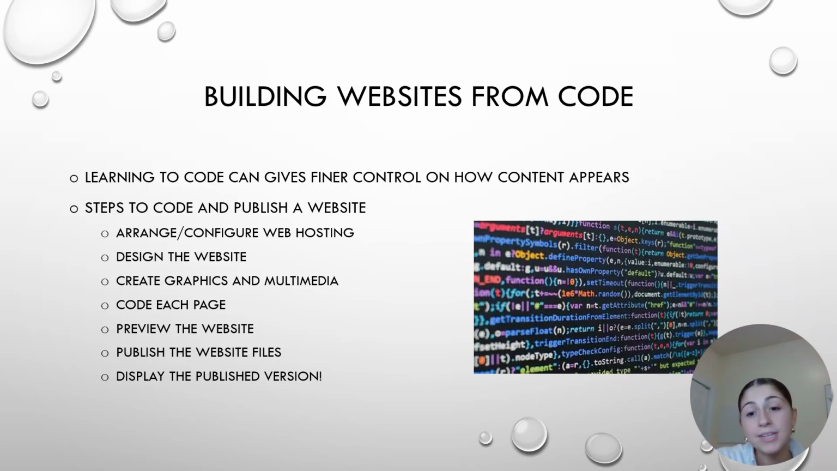Talk about how to build websites from code. Learning to code can give you finer control on how content appears, so it can be very helpful. Here are some steps on how to code and publish a website. You're going to arrange and configure the web hosting, design the website, create graphics and multimedia, code each page, preview the website, publish the website files, and lastly, display the published version.